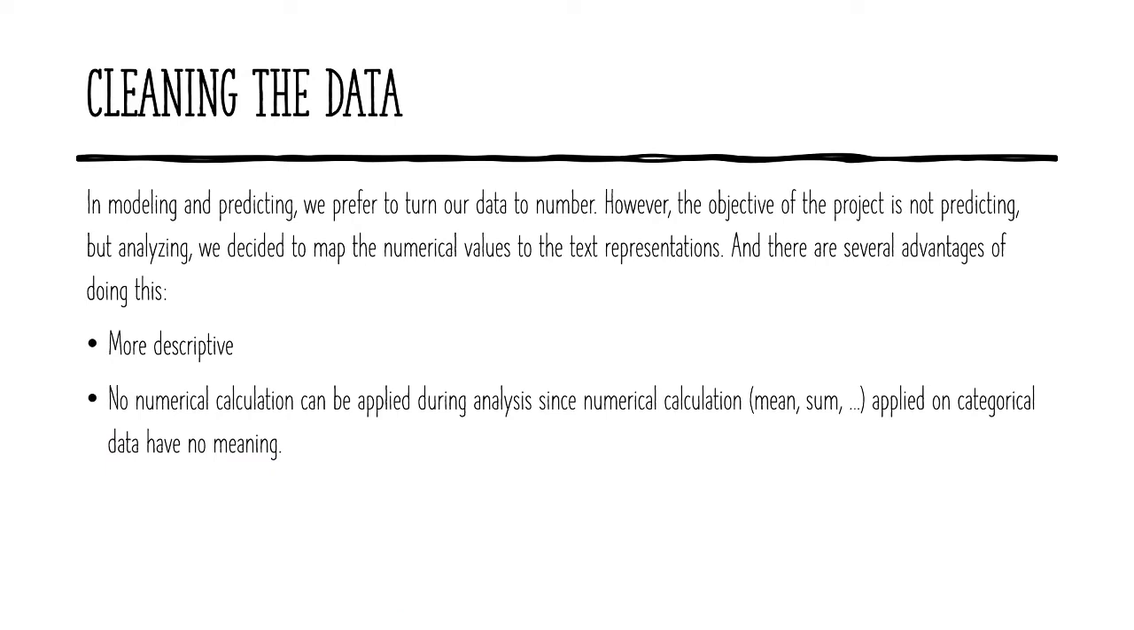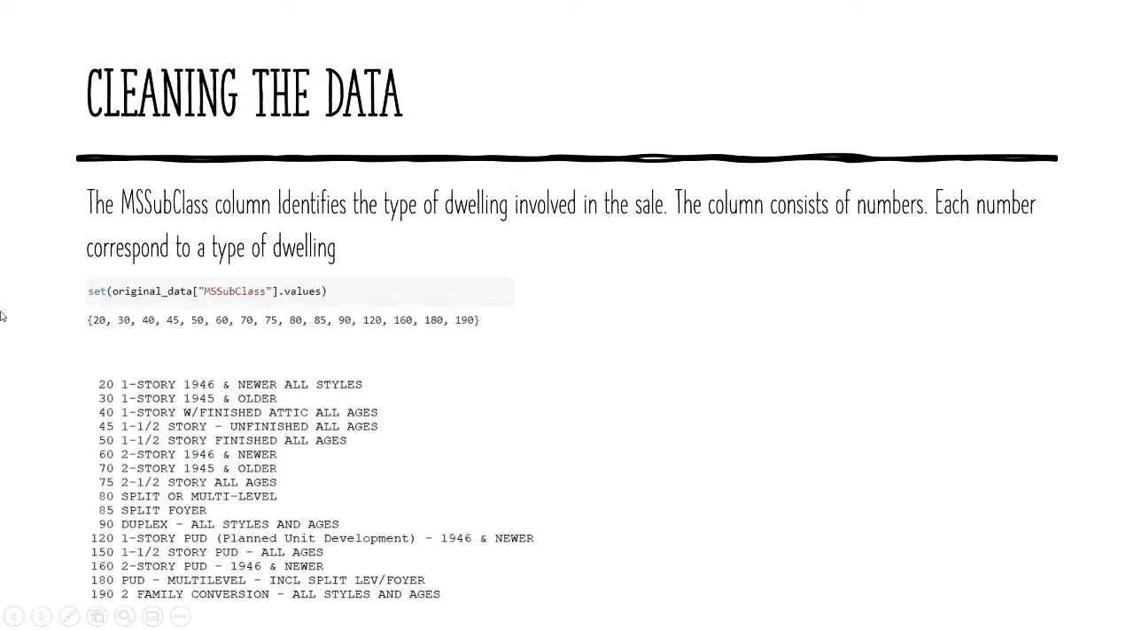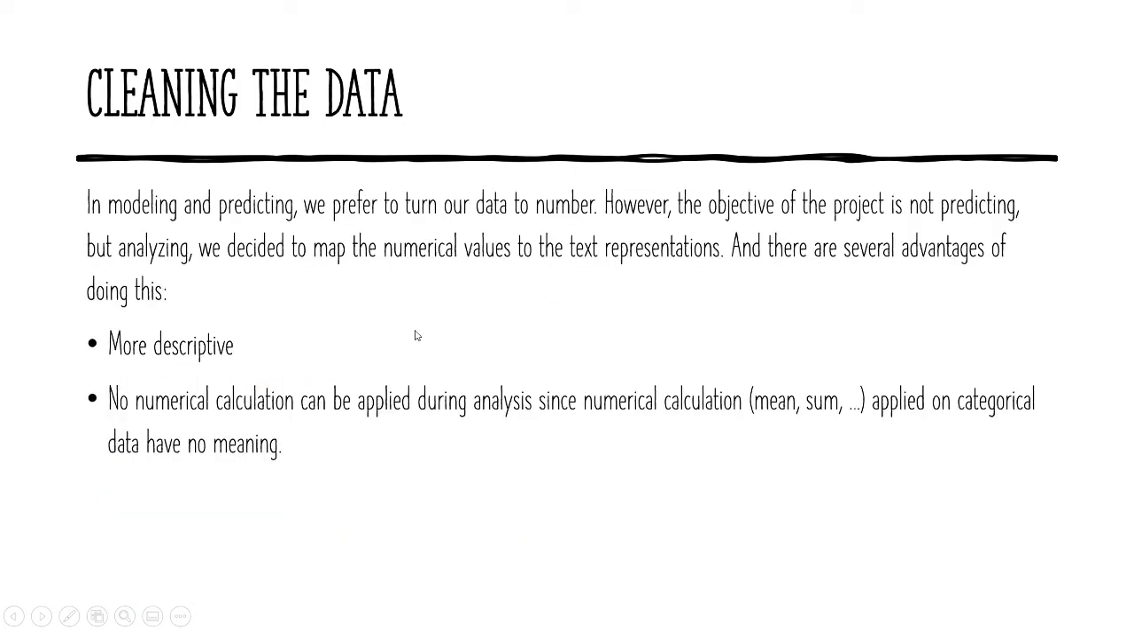In modeling and predicting, we prefer to turn our data into numbers. However, the objective of this project is not predicting. We are not creating a model, but just analyzing. So we decided to map the numerical values to their corresponding text representation. We will map those numbers to the meaning of those numbers. There are several advantages of doing this, so we decided to do it.